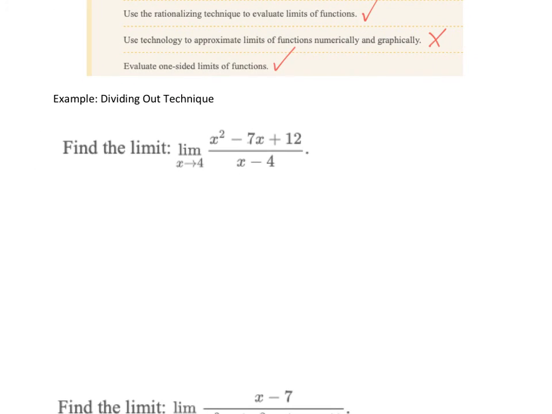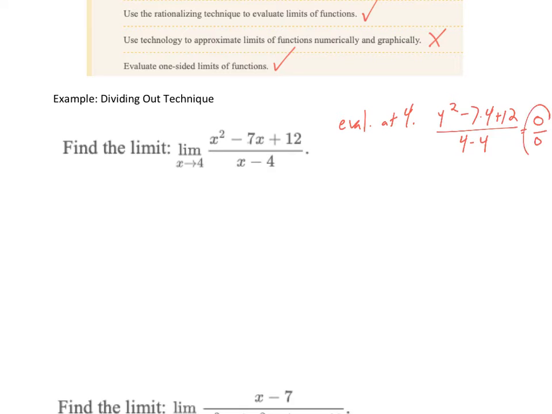All right, so example 1 says find the limit of x squared minus 7x plus 12 over x minus 4 as x approaches 4. So first we've got to just plug it in and see what happens, see if anything crazy is going on. So if I evaluate this thing at 4, here's my work over here. So we got 4 squared minus 7 times 4 plus 12 over 4 minus 4. So we've got 16 plus 12, that's 28, minus 28, that's 0.